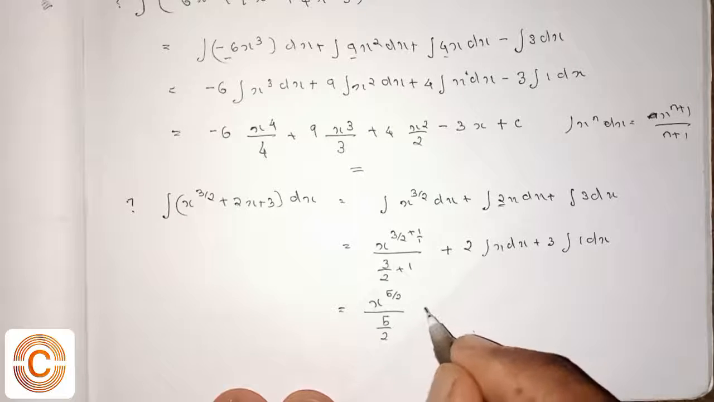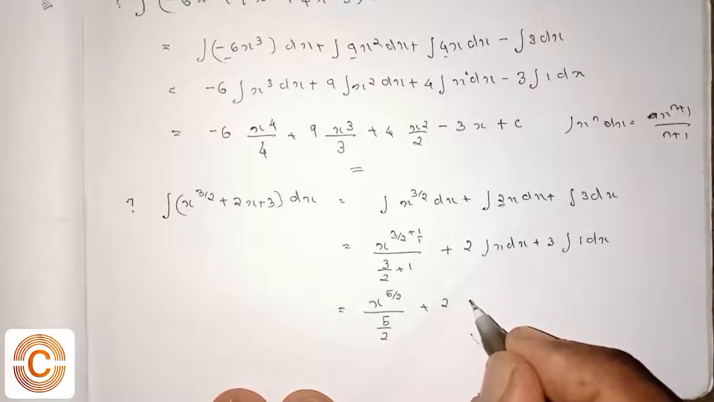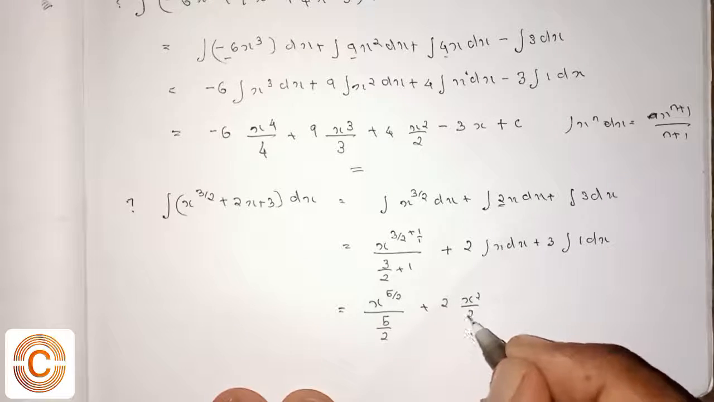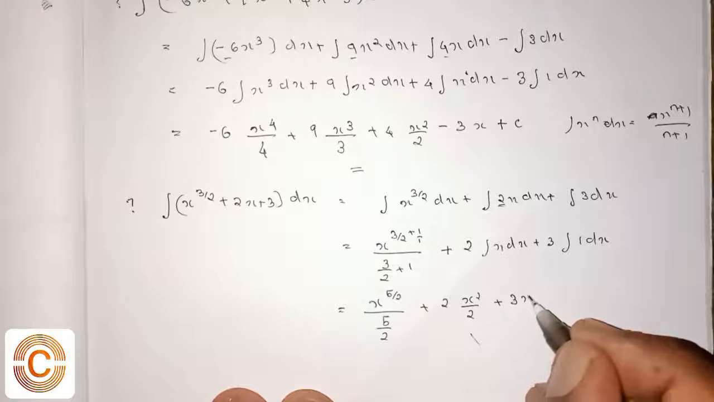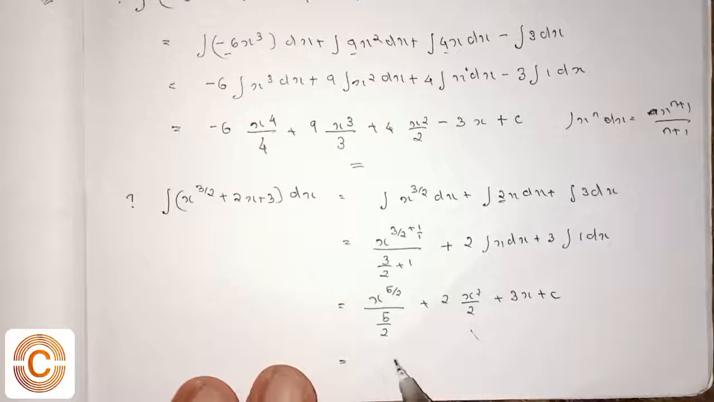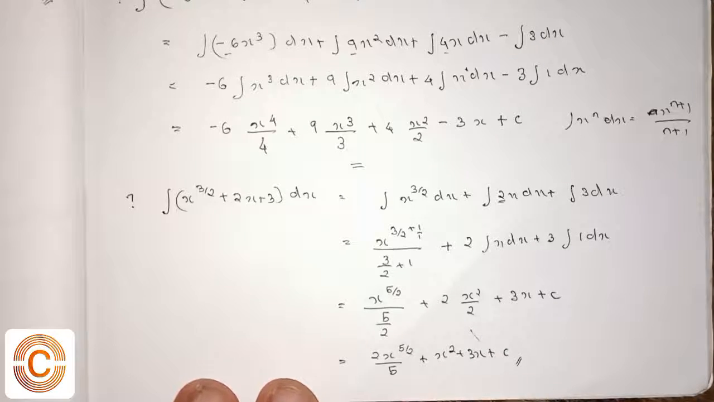5 by 2, plus 2 into integral x dx, which by the formula x raised to n plus 1 divided by n plus 1 gives x square divided by 2, plus 3 into x plus c. So finally we can write it as 2 into x raised to 5 by 2 divided by 5 plus x square plus 3x plus c. So this is the final answer here.